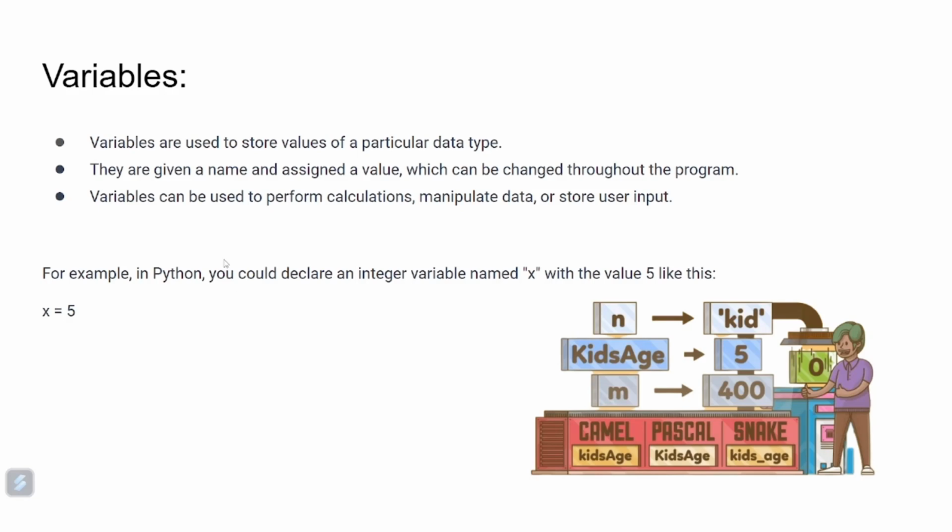Variables are used to store a value of a particular data type. They are given a name and assigned a value which can be changed throughout the program. Variables can be used to perform calculations, manipulate data, or store user input. For example, here I included in Python, you could declare an integer variable named x with the value 5 like this: x = 5. Here x is a variable with the value 5 assigned. If I print x, then the value will be 5.